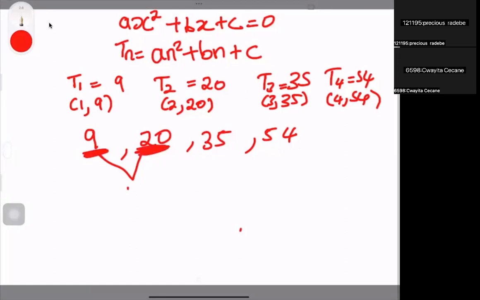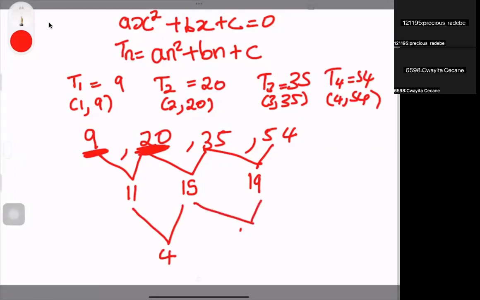In this case, 20 minus 9 is 11. And then you've got 35 minus 20, which is 15. And then you've got 54 minus 35, which is 19, right? And then you've got 15 minus 11, which is 4, and 19 minus 15, which is also 4. Thumbs up if you're still happy with that.